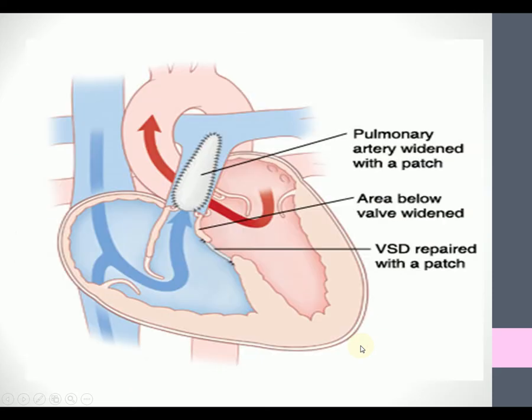How do we fix it? Well, it's amazing because before, like I said, this baby was just left on its own devices, and you gave comfort care. So right here, we're going to widen this pulmonary artery by putting in a patch. It's kind of like when your pants are too small, you can just cut them open and put a little patch in there and make them bigger. And of course, the area below the valve, we want to make sure we widen it. And then, of course, we repair the VSD.